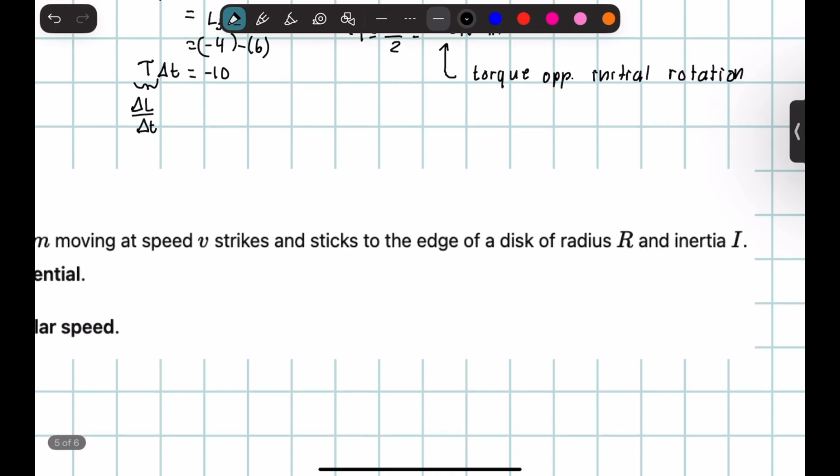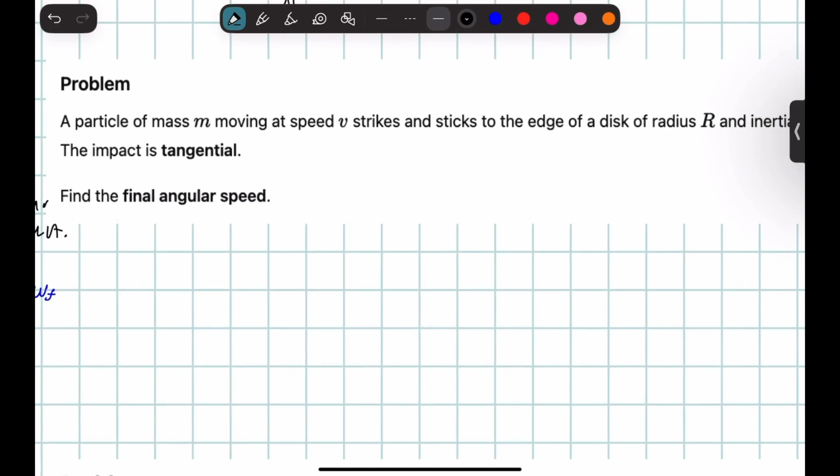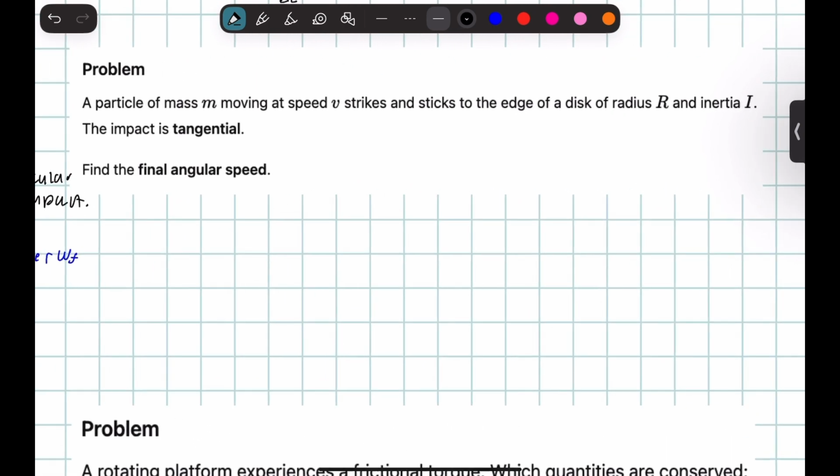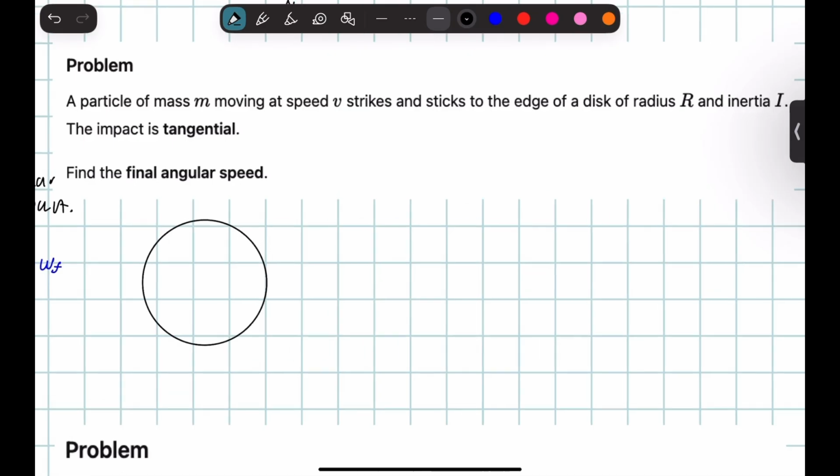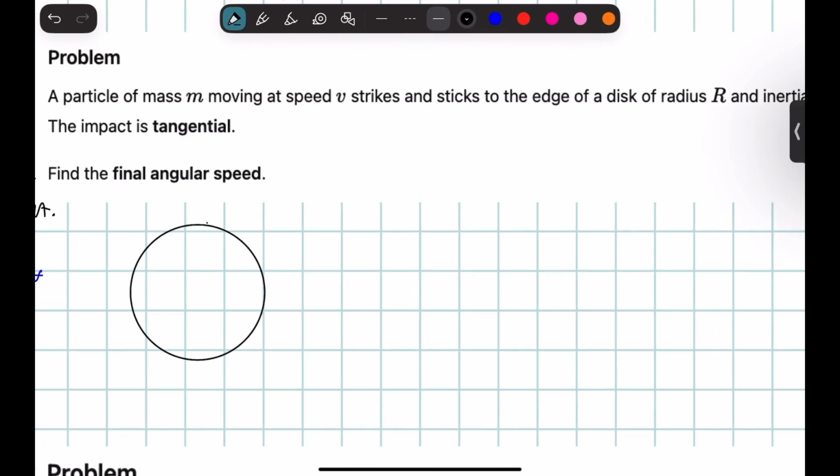Now let's move on to question 4. A particle of mass m moving at speed v strikes and sticks to the edge of a disk of radius r and inertia I. The impact is tangential. What does tangential mean again? Well, it means at 90 degrees. So it strikes and sticks to the edge. It hits it at 90 degrees. It touches the mass only at one point. So you can imagine that's the axis of rotation, that's the center, and then that is 90 degrees.